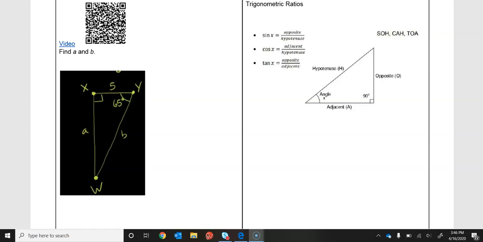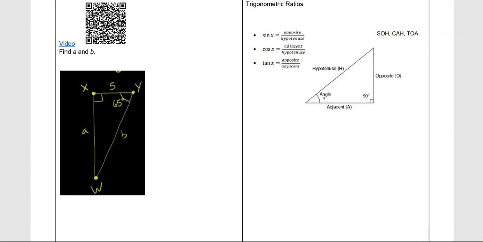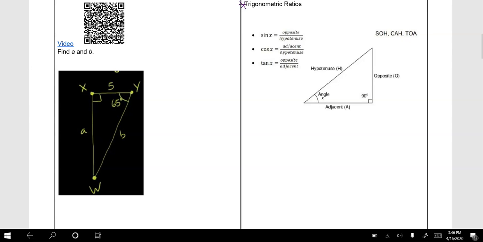All right, so let's go ahead and get started. Okay, so normally we would go left to right and up, down, but we're going to start over here on the right-hand side today because it already here talks about our trigonometric ratios, and those are our SOHCAHTOAs.